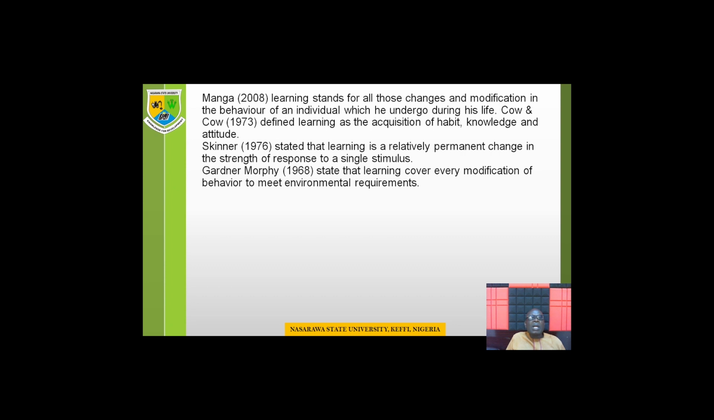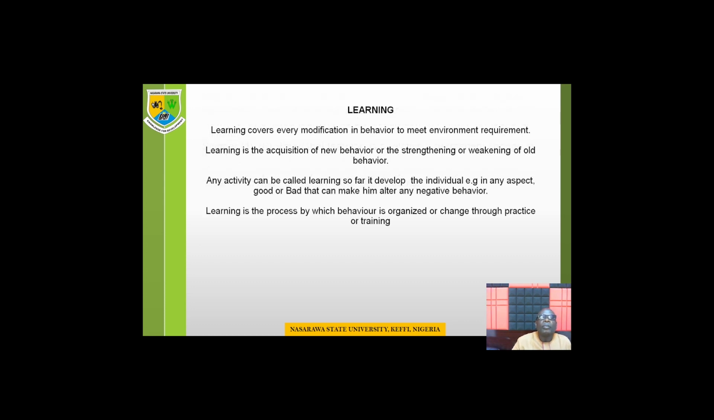Also, Cow 1973 defines learning as the acquisition of habit, knowledge, and aptitude. Also, Skinner 1976 stated that learning is a relatively permanent change in the strength of response to a single stimulus. Gardner 1968 stated that learning covers every modification of behavior to meet environmental requirements. Therefore, in summary, learning can be summarized in this way: 1. Learning covers every modification in behavior to meet environmental requirement.